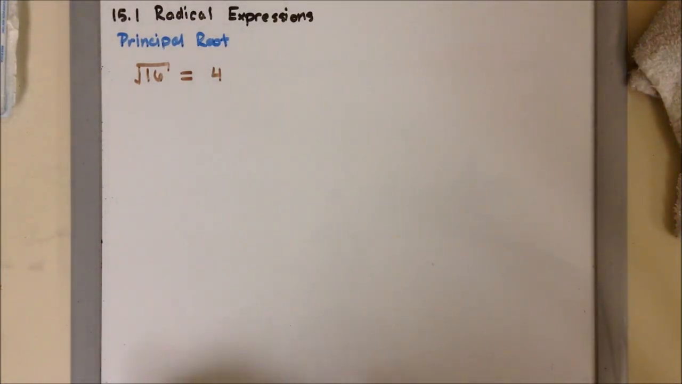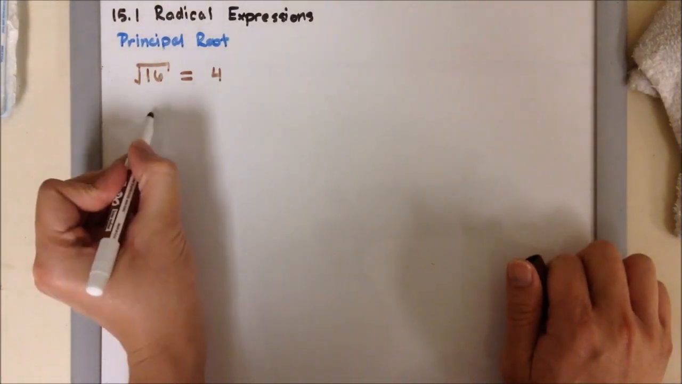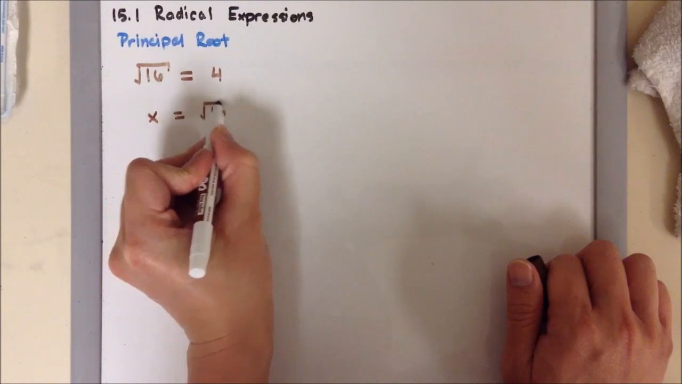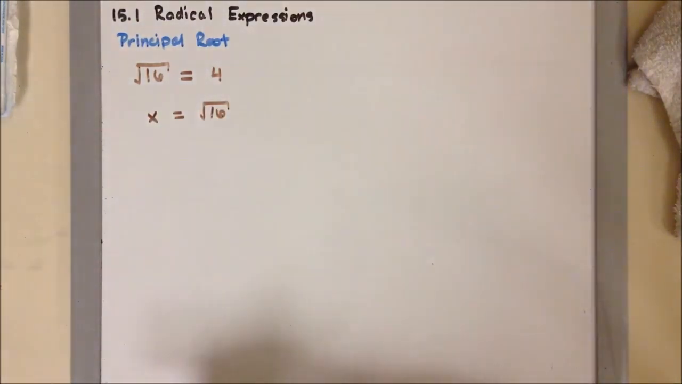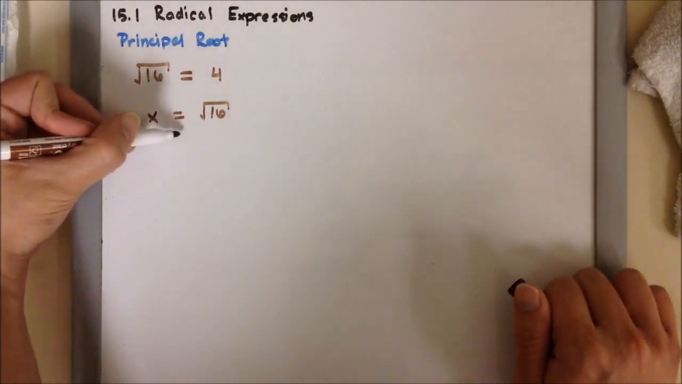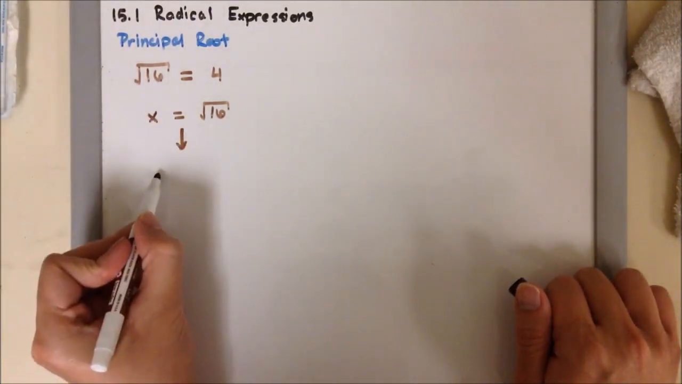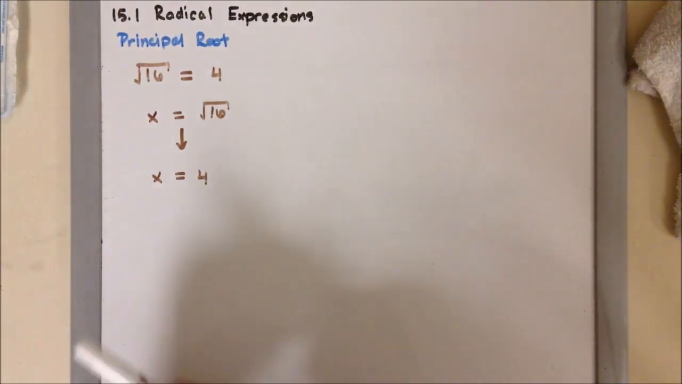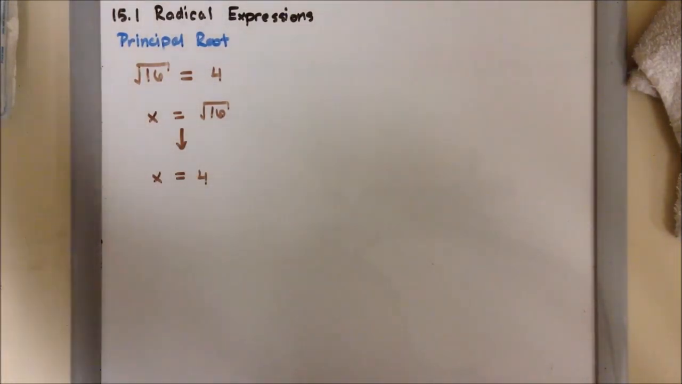Now if you have a question where it says x equals the square root of 16, this is basically meaning find the principal root of the square root of 16. So therefore, you can say that x equals 4. And that will be your final answer.